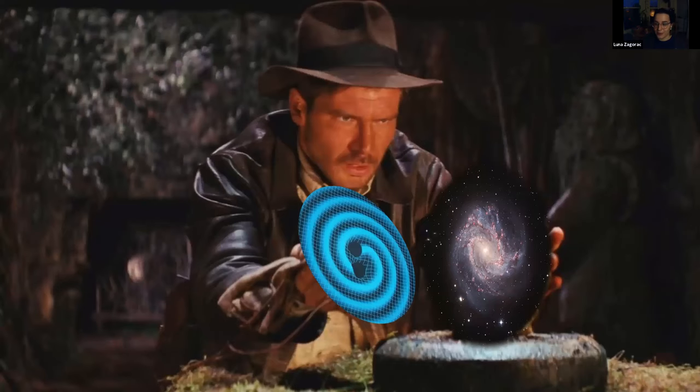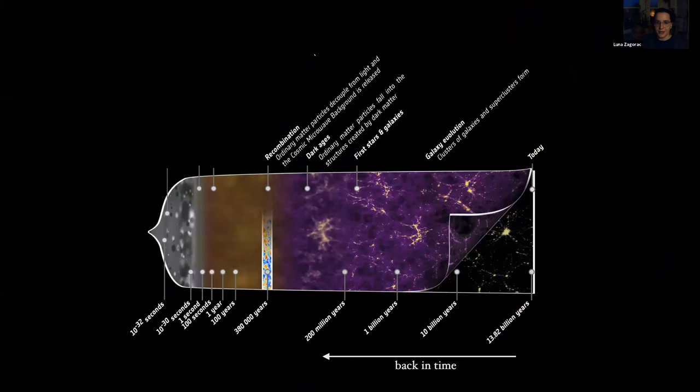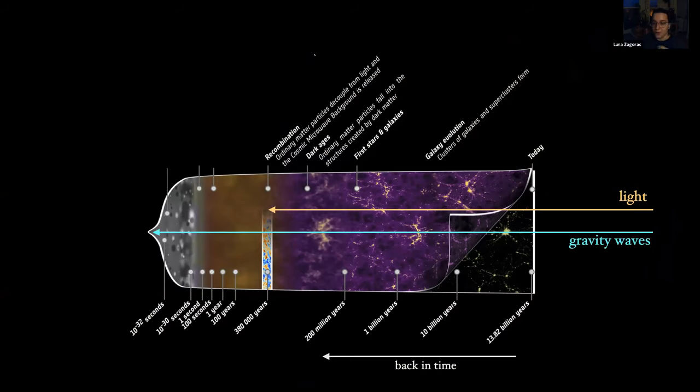So now that we live in this era when we can't just see the universe, we can also feel the universe with these gravity waves, we live in an era of multi-messenger astronomy, right? So now we have the universe where we can see light all the way out here to the cosmic microwave background, right, through most of the age of the universe. But we also have gravity waves, which can go all the way to the beginning of the Big Bang, which is pretty cool.